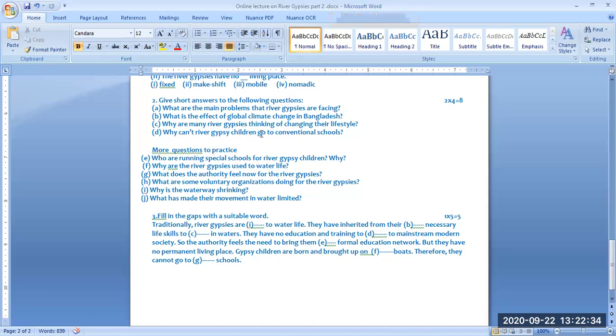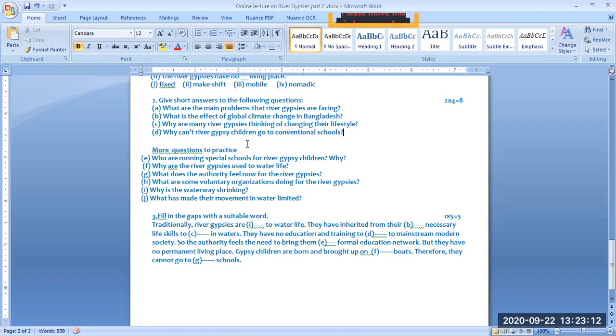Okay. Why are many river gypsies thinking of changing their lifestyle? Many river gypsies are thinking of changing their lifestyle because of the changing reality. You can write this like this. They are facing many problems. Like they cannot send their children to conventional schools. Their income is threatened. And so they are trying to cope up with the modern society or modern life or mainstream population. Why cannot river gypsy children go to conventional schools?